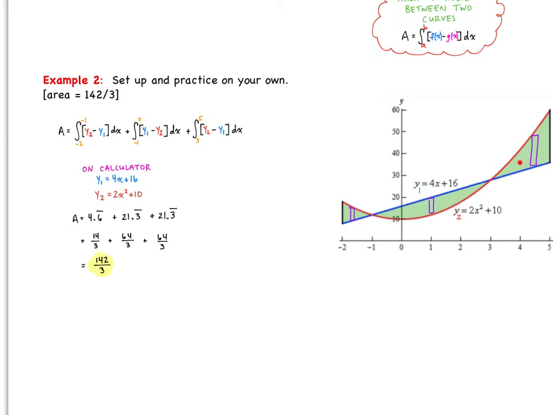Then my third region, again they flip back. Now it's my red over my blue. So I'm going from 3 to 5, that's my enclosed region, of y2 minus y1 dx.